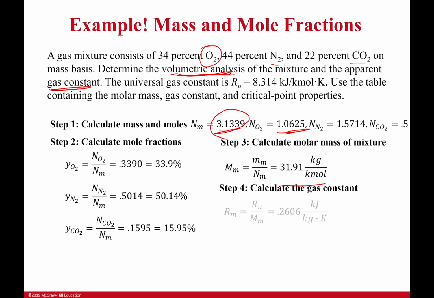To find my gas constant, I simply take my universal gas constant, which is 8.314 or 8,314, depending on which units you're using, and I divide it by 31.91. And that gives me my final specific gas constant for my mixture of 0.2606.